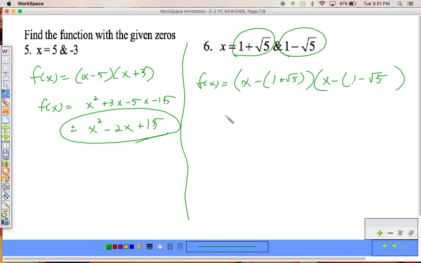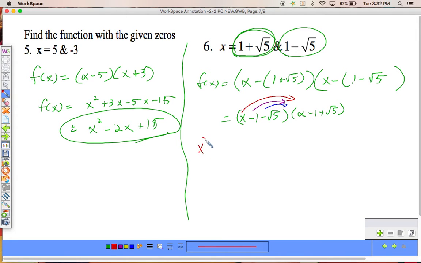Now I'm going to distribute, and get this. And I haven't even foiled yet. All right, but that's my idea. I put the opposite into my parentheses. Now my FOIL, I need to do x times all three. I need to do negative 1 times all three. And I need to do a negative square root of 5 times all three. So I'm going to go through that.